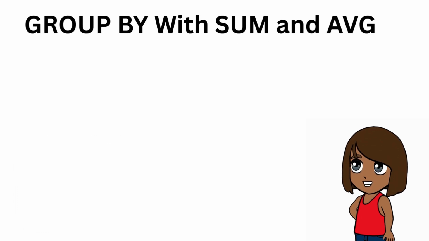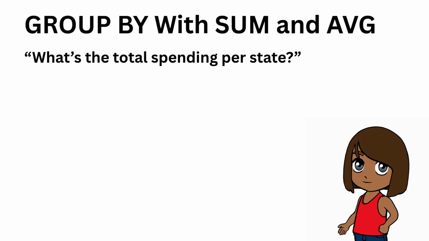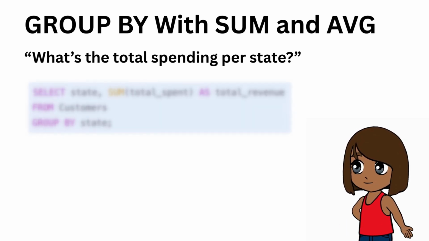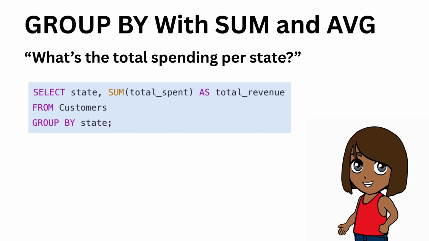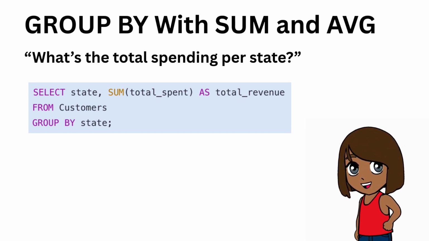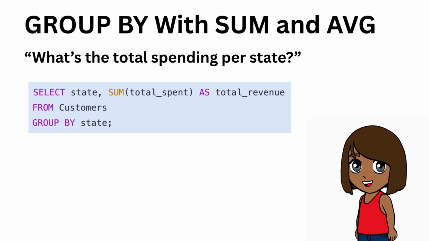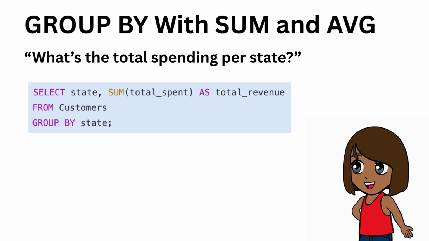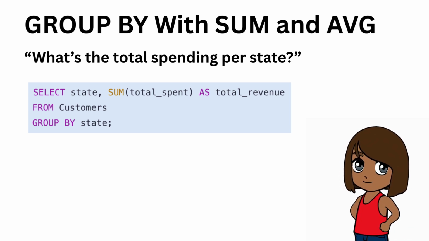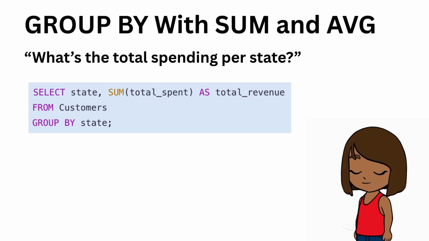Now we'll be using group by with sum and average. We can answer the question, what's the total spending per state? Using this query. Select state, sum total spent as total revenue. This is an example of aliasing, which we will learn about in future videos. From customers, group by state. Now, we're summarizing money by group. Instead of counting customers, we're adding up their total spent.